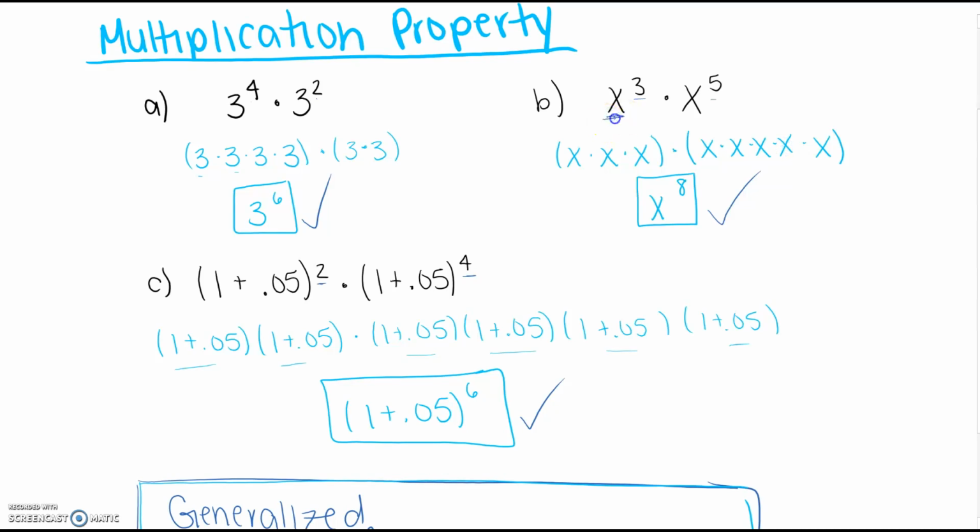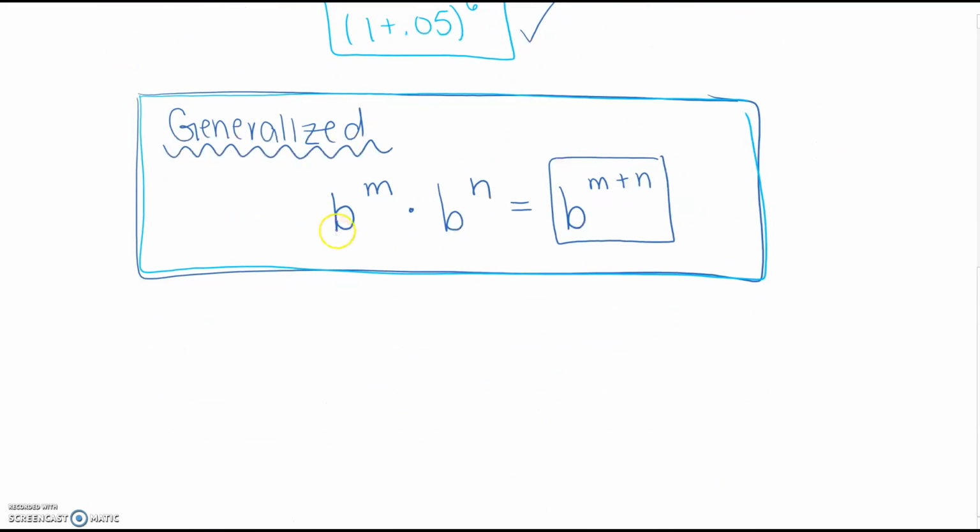Notice that the base of your exponent does have to be the same. So as long as we have b to the m and b to the n, it's b to the m plus n. That's really important. Okay, so that's the multiplication property.